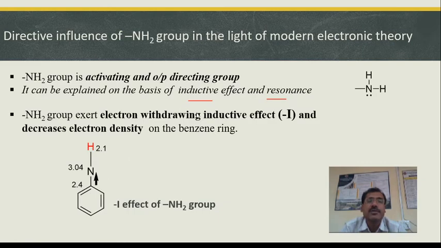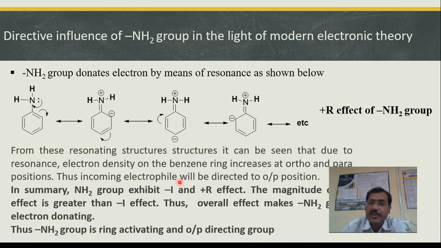I have to draw one more hydrogen here because I skipped it. So you can draw one more hydrogen here, right? So this NH2 group, as such, what will it do? It will exhibit an electron withdrawing inductive effect, that is minus I effect. At the same time, very similar to the OH group, the NH2 group donates its electron by means of resonance. These are the resonating structures.